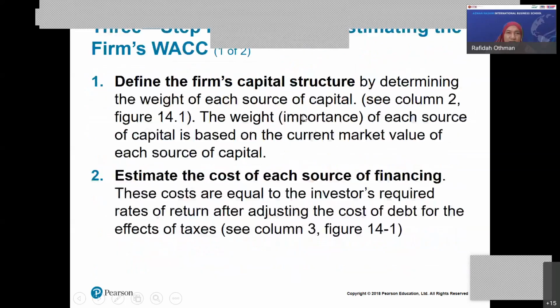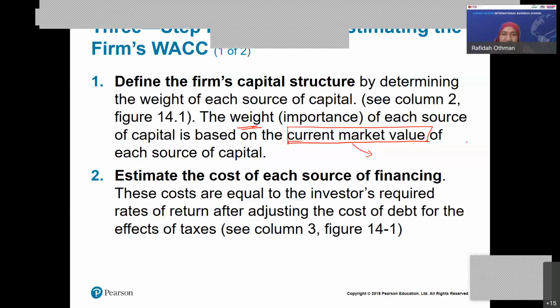First, you define the firm's capital structure by looking at the weights. This weightage is based on current market value. We have to use current market value because we have stock that we issued a long time ago. If you are still using historical prices, the prices will not be accurate because they are already historical. So we look into the current market value.